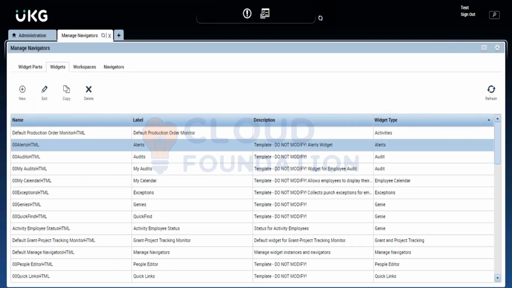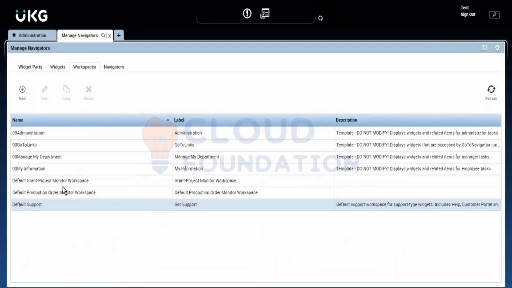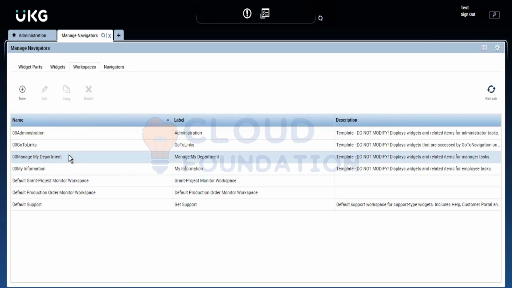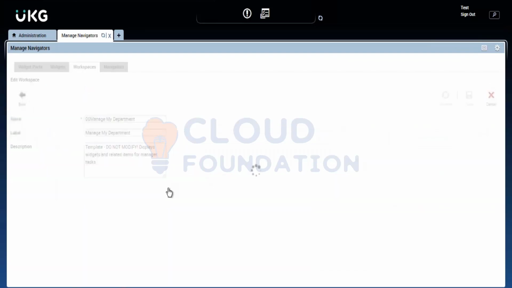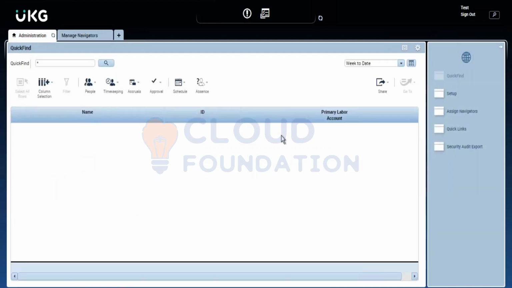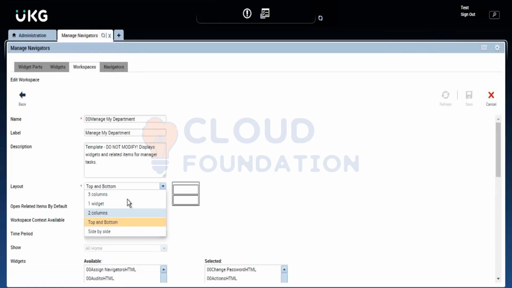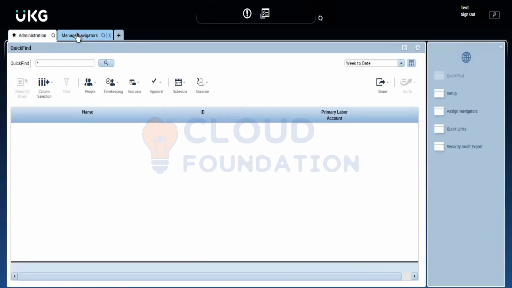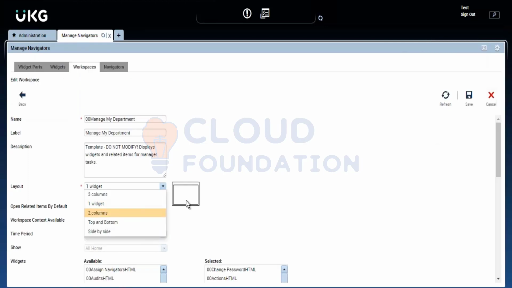So in these, I'm going to use my exceptions and my request manager. So I can assign this to a workspace, or I can just use it as it is. So in workspace, we just saw how we saw two side by side. So I'm going to come here and select it here. If I select 3 columns, it's going to display like this. If I select one widget, it's only going to do one like this. If I select 2 columns, it's going to display like this, top and bottom. Side by side is what we have for our initial thing.